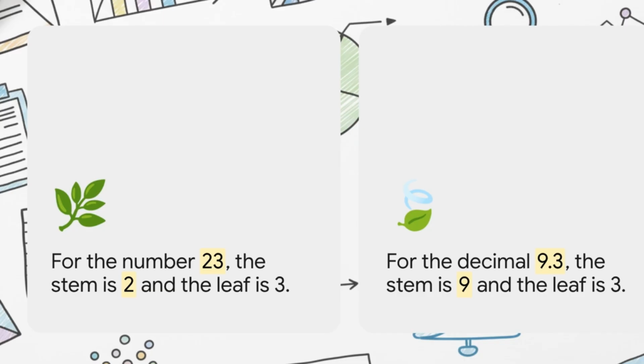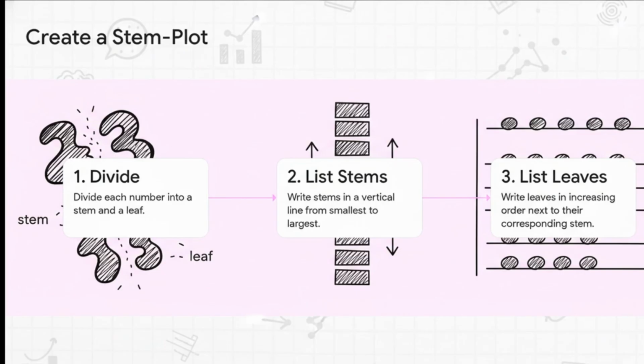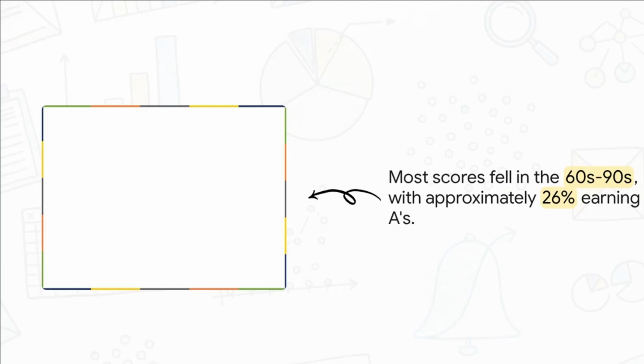Simple as that, right? And making one is just as easy. Step 1, you split up your numbers. Step 2, you write down all the stems in a column going from smallest to largest. And then for step 3, you just stick each leaf next to the stem it belongs to, also in order. That's it. And there you have it, those same exam scores, but now in a stem and leaf plot. All of a sudden, that chaos has a shape, doesn't it?